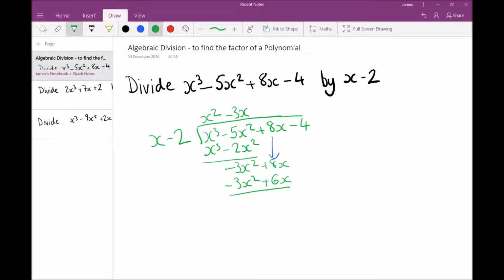Again, take the 2 away from each other. So minus 3x squared minus 3x squared is 0. 8x minus 6x is 2x. And then we bring the minus 4 down. Okay, so then we say, what do we times x by to get 2x? So it's 2. So we write that up here.